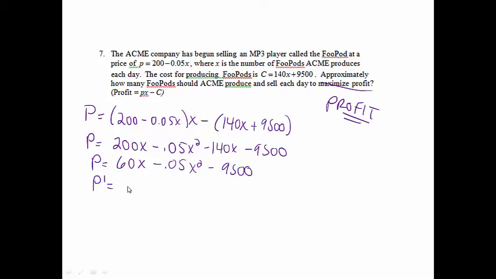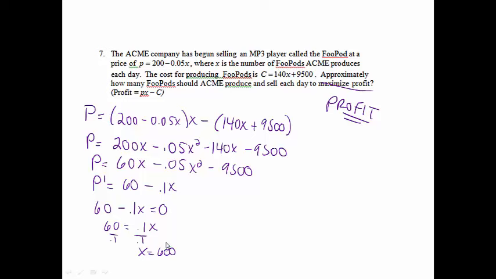So I'm going to take the derivative, and when I do so, I'll get 60 minus 0.1x, at which point, once we take the derivative, we set it equal to 0. And then I'm going to solve for x. So I'm going to add 0.1x to both sides. I'll then divide by 0.1, and x will equal 600.